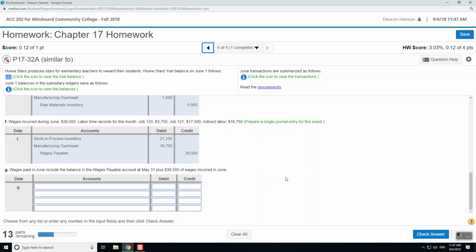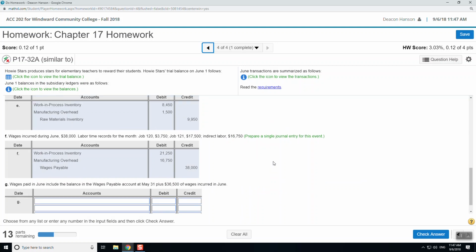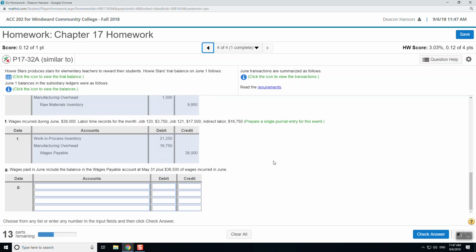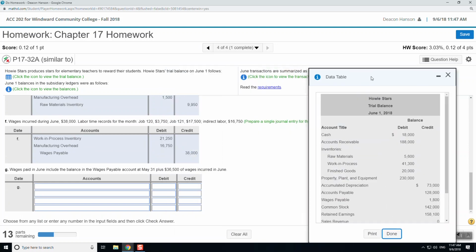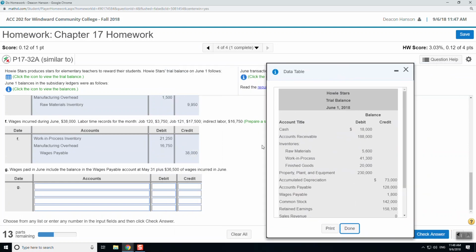Okay, so let's see. Wages paid in June include the balance in the wages payable account at May 31 plus 36,500. So this May 31 should trigger something in your head. I've got to go look at where that May 31 balance is. You see where it says May 31, right? Well, May 31 is really the end of the last accounting period, right?